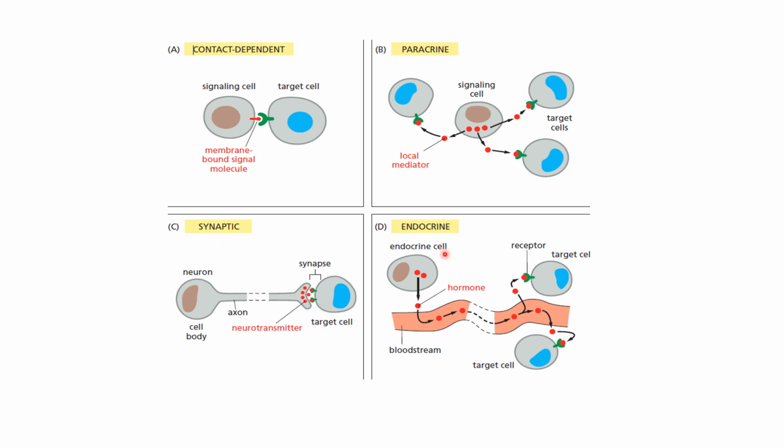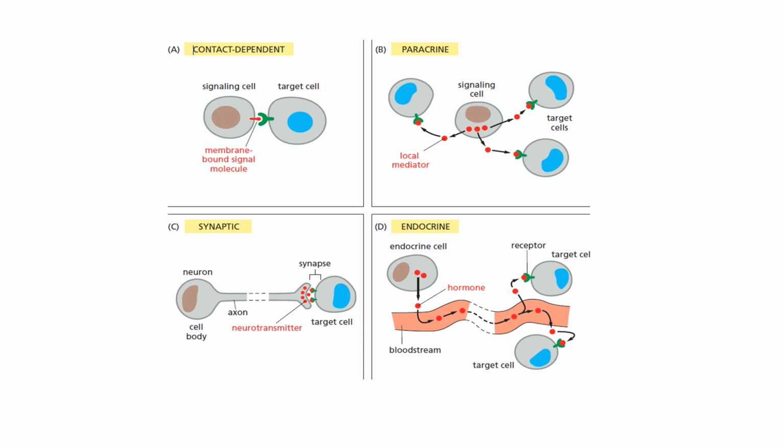Now the fourth type is endocrine signaling. An endocrine cell produces hormones, and the hormones are released into the bloodstream. Once in the bloodstream, they move with it and bind to receptors that may be lying anywhere in the body. So they bind to the receptor present on the target cell, which may be far from the site of production. So these are the four different types of cell signaling.